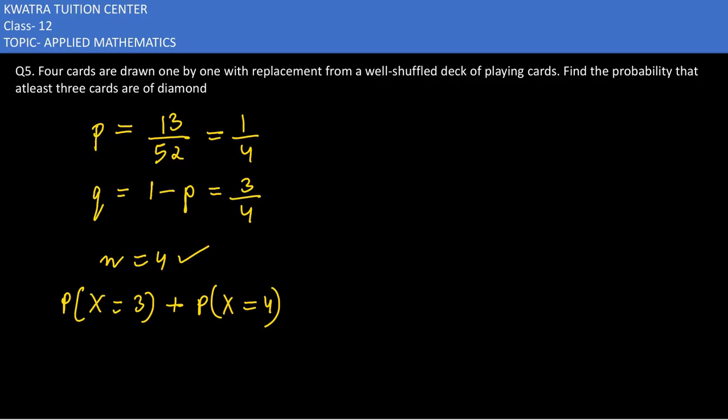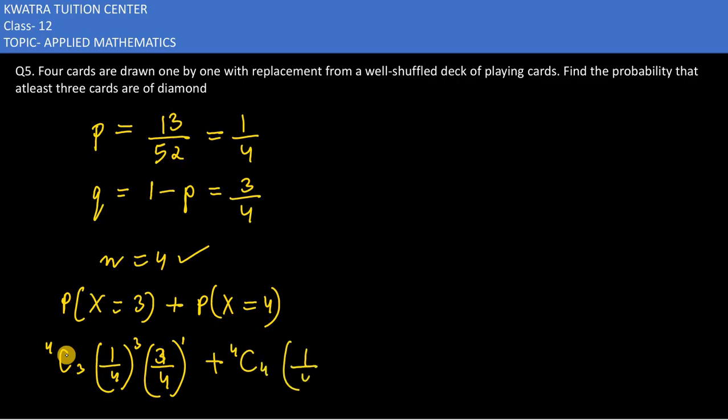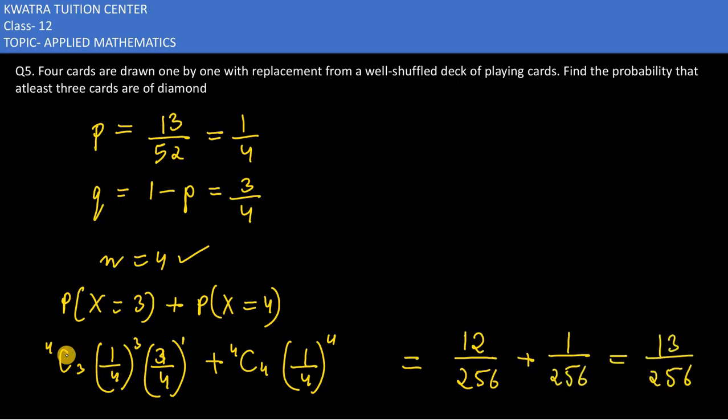So finding at x is equal to 3 हमारे पास combination बनेगा of 4 and 3, and the other one would be 1 by 4 to the power 3, and the other one would be 3 by 4 to the power 1 in this case. और लास्ट x is equal to 4 वाला combination of 4 and 4 लगेगा, 1 over 4 to the power 4 हो जाएगा, and 3 by 4 to the power 0 would be there. Solving the first one, you would get the answer as 12 by 256 and the other one as 1 by 256. Adding them together, it would result as 13 by 256.